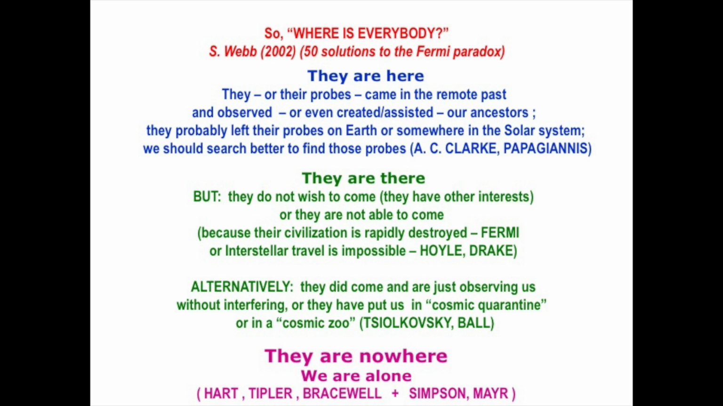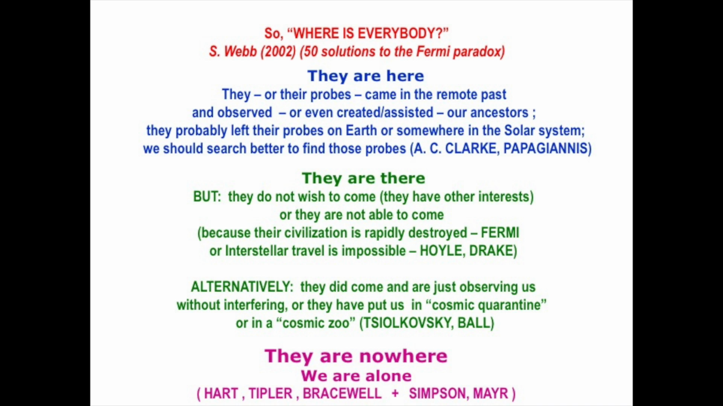The second class of solutions is that they exist, but there is a but. They do not wish to come. They have other interests. Or they are not able to come because they are rapidly destroyed. This was what Fermi thought. Remember, in the 50s, even in the early 60s, the fear of a nuclear holocaust was very much felt in the West, because there was the terror equilibrium between the United States and the Soviet Union. A lot of people felt that as a big threat, that civilization would be rapidly destroyed by nuclear weapons. Or because, like Fred Hoyle and Frank Drake think, interstellar travel is impossible.